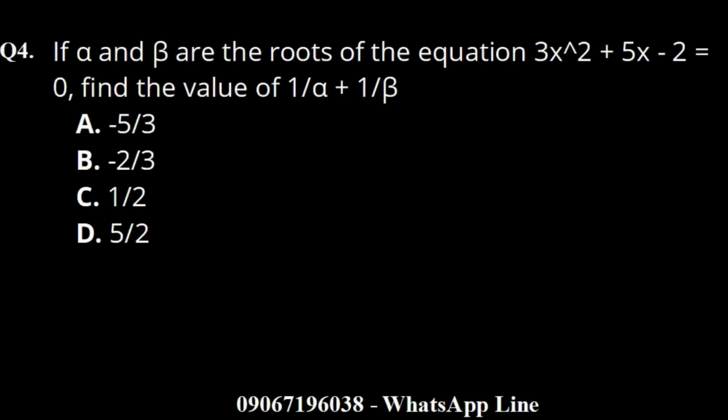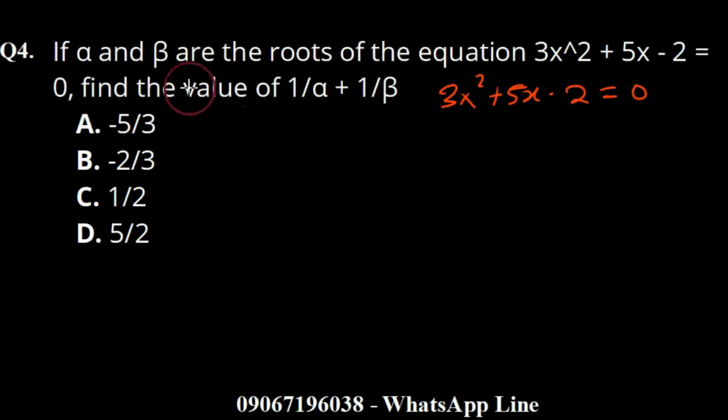So the next question we have here says, if alpha and beta are the roots of the equation 3x squared plus 5x minus 2 equals 0, find the value of 1 over alpha plus 1 over beta. This topic is from roots of equation in quadratic equation. So let's look at this equation one more time. This equation says we have 3x squared plus 5x minus 2 equals 0.